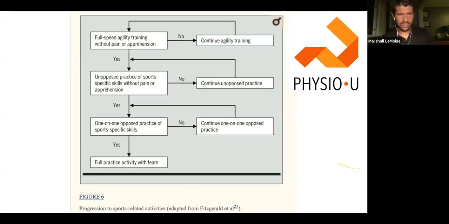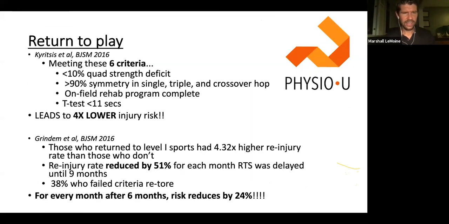That is this right here, right? They went through some type of paradigm of that, right? As well as their T-test under 11.6, that leads to 4 times lower risk of injury. That's good. Anything we can do to lower the risk is better, right? Another one looked at those that returned to level 1 sport, so high level sport, had 4 times higher risk of re-injury than those that didn't.